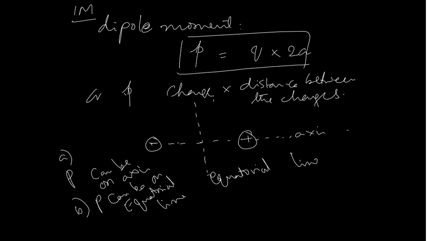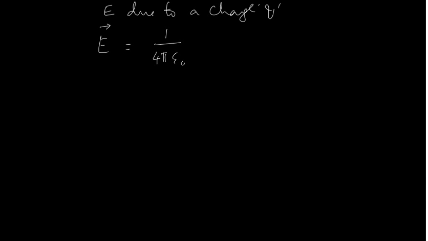So I'll give that one more time. The electric field due to a charge is given by 1 by 4 pi epsilon naught, Q divided by whatever is the distance, R square.